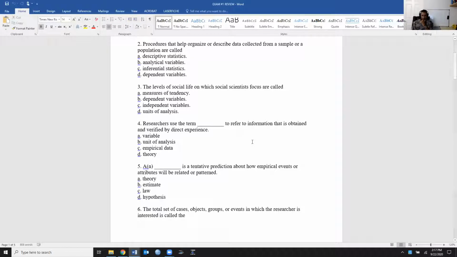So researchers use the term blank to refer to information that is obtained and verified by direct sensory or direct experience. Empirical data. Good. So if you'll remember that lecture, I think we were talking about on chapter 1, empirical data, or the idea of empiricism, is this idea that everything that we know needs to be able to be verified with our direct sensory experiences, right? So our touch, taste, smell, hearing, and our vision. And if we can't verify this directly with our sensory experiences, well, then it's just a question of philosophy.